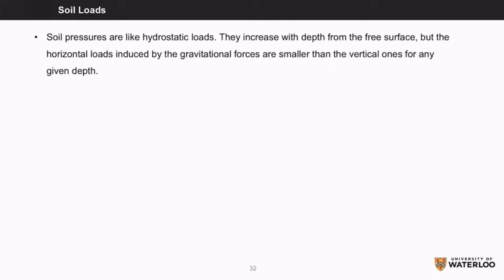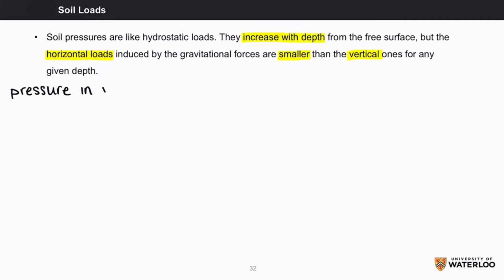Soil pressures are like hydrostatic loads. If you recall, hydrostatic loads describe motionless fluids. They increase with depth from the free surface, but the horizontal loads induced by the gravitational forces are smaller than the vertical ones for any given depth.